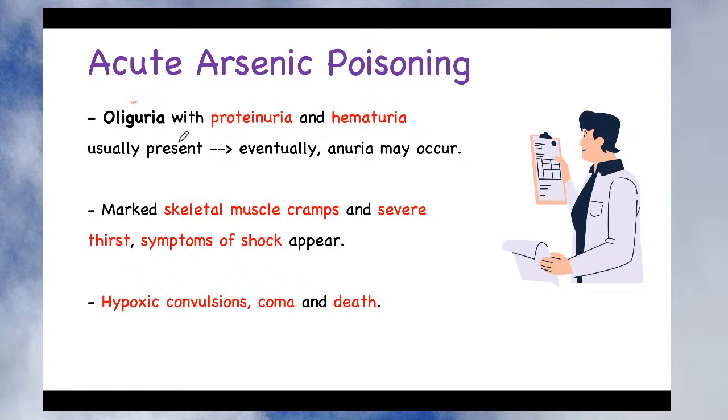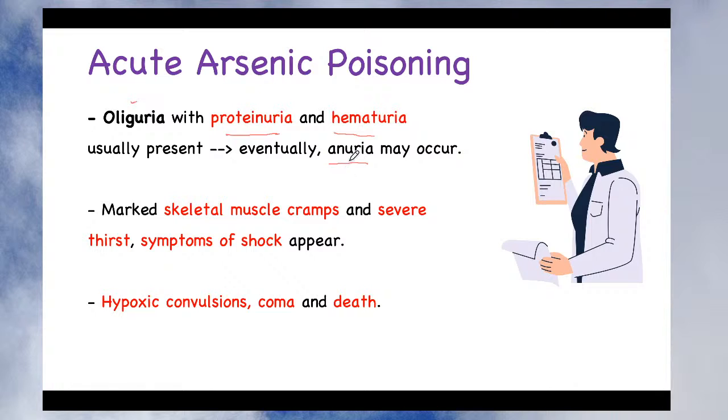So initially patients suffer from oliguria with presence of protein in the urine. That condition is called proteinuria, and there is also presence of blood. So there is a red color urine, or urine containing blood and protein. This is the characteristic feature of arsenic poisoning. So oliguria with proteinuria and hematuria is usually present, and eventually patients suffer from anuria. Initially there is only a few urinary output, and slowly it may progress to no urinary output and the patient is unable to urinate. So that could be the problem.